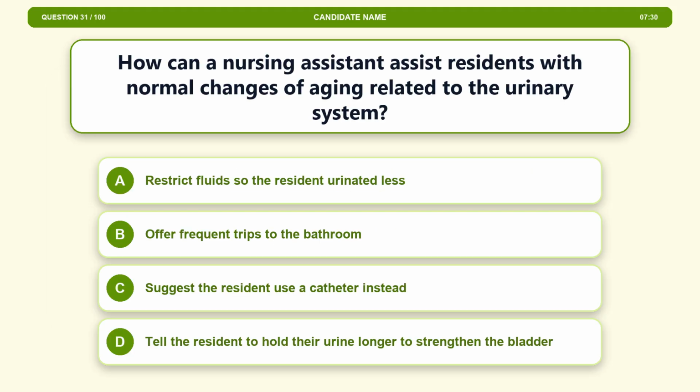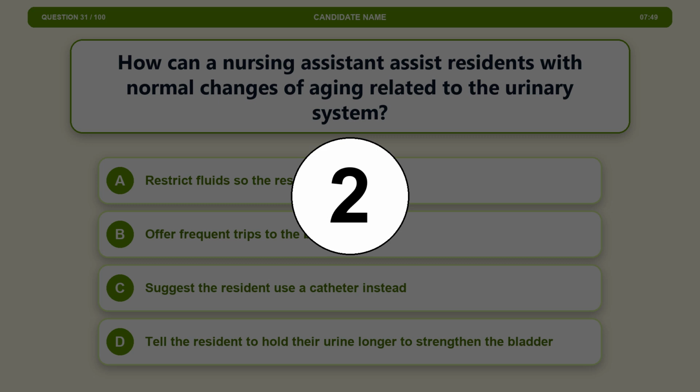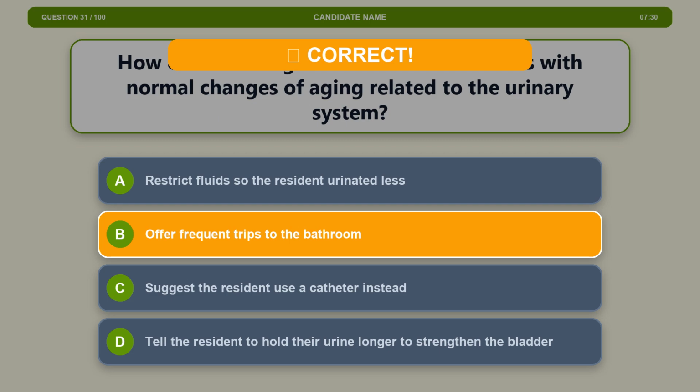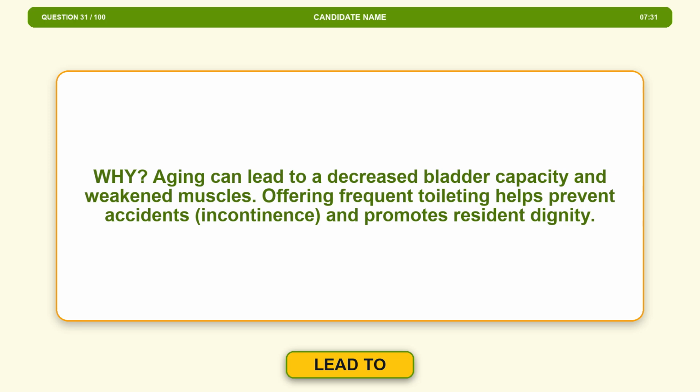Question 31. How can a nursing assistant assist residents with normal changes of aging related to the urinary system? Option A, restrict fluids so the resident urinates less. Option B, offer frequent trips to the bathroom. Option C, suggest the resident use a catheter instead. Option D, tell the resident to hold their urine longer to strengthen the bladder. The correct answer is option B, offer frequent trips to the bathroom. Aging can lead to a decreased bladder capacity and weakened muscles. Offering frequent toileting helps prevent accidents, incontinence, and promotes resident dignity.